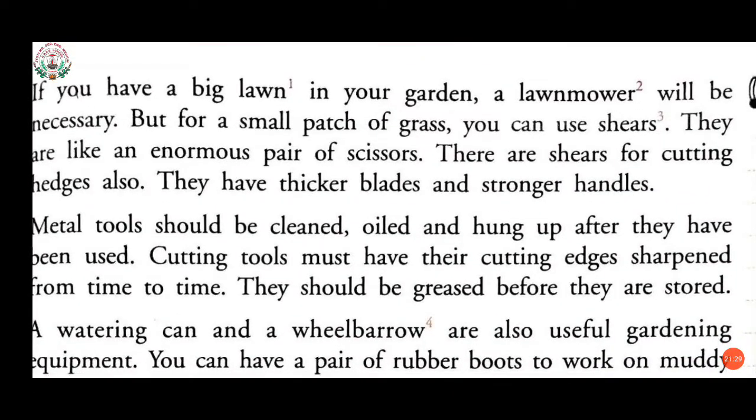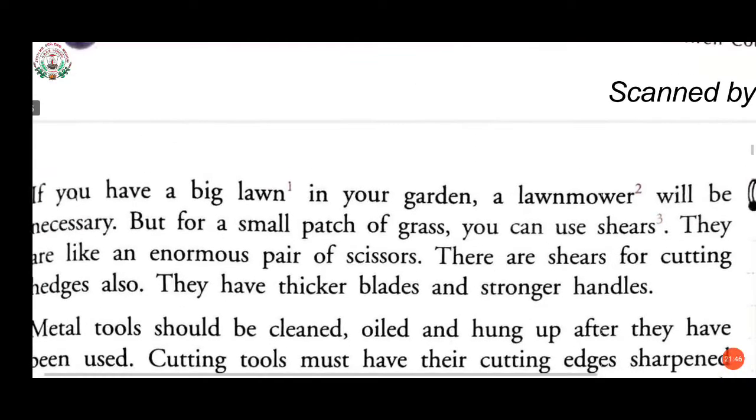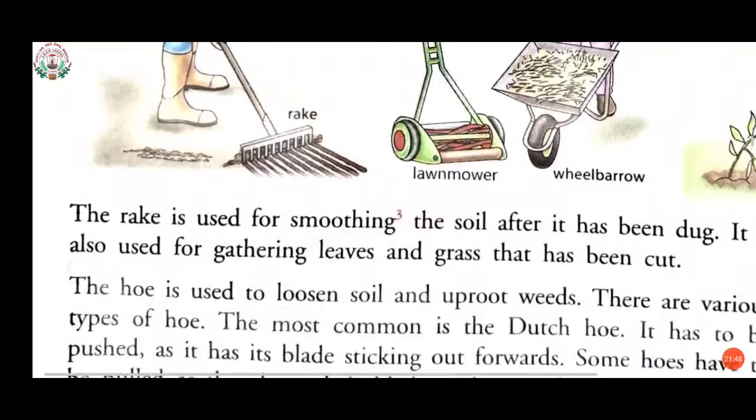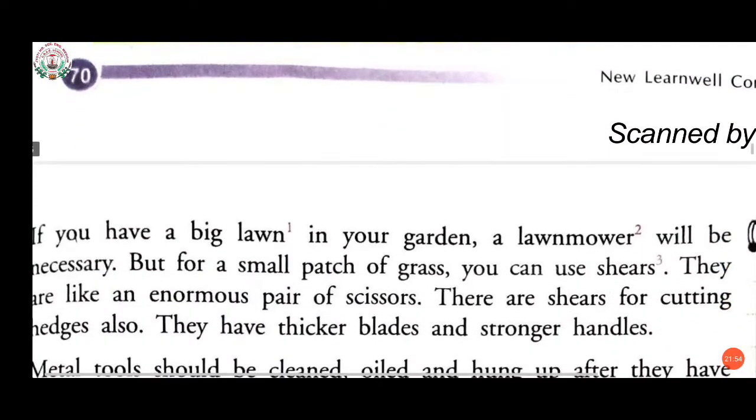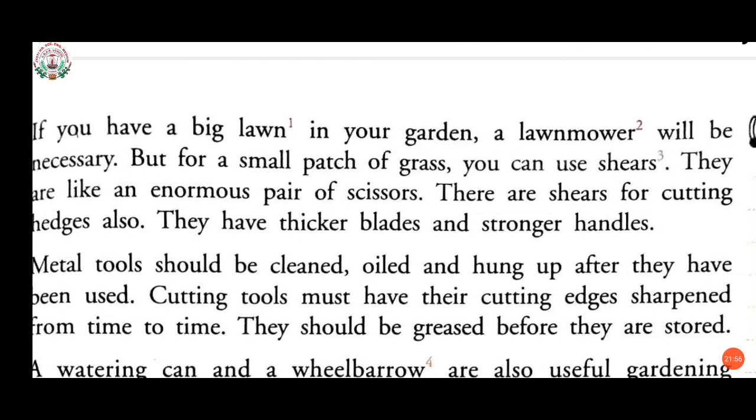If you have a big lawn, meaning lawn ground covered with fine grass, especially in front of a house or as a part of a garden. So if we have a big lawn in our garden, we need a lawn mower. This is a lawn mower. And what is a lawn mower, students? A machine for cutting grass on lawns.